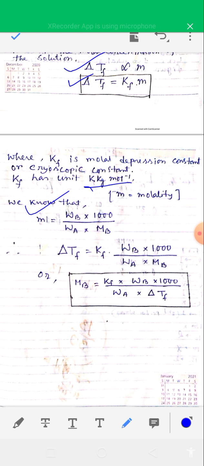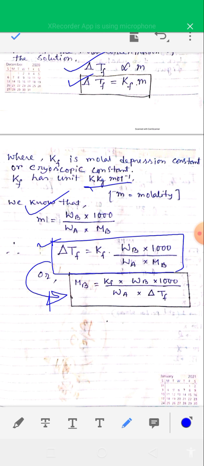So put the value of molality, that is, delta Tf will become delta Tf is equal to Kf into Wb into 1000 by Wa into Mb. Okay, remember this equation. Or after further rearrangement you will get Mb, that is molecular weight of solute B, is equal to Kf into Wb into 1000 by Wa into delta Tf.